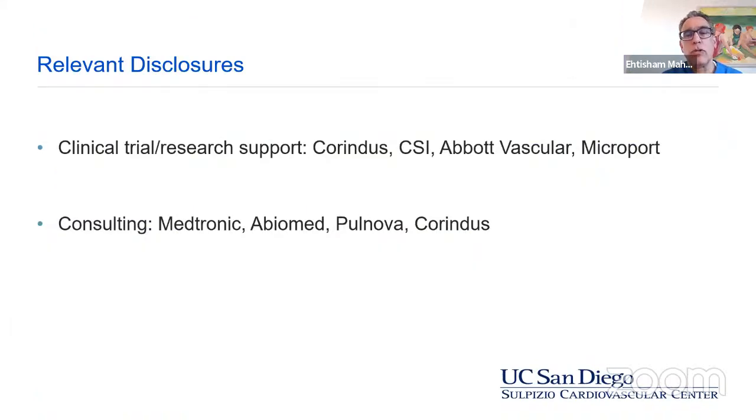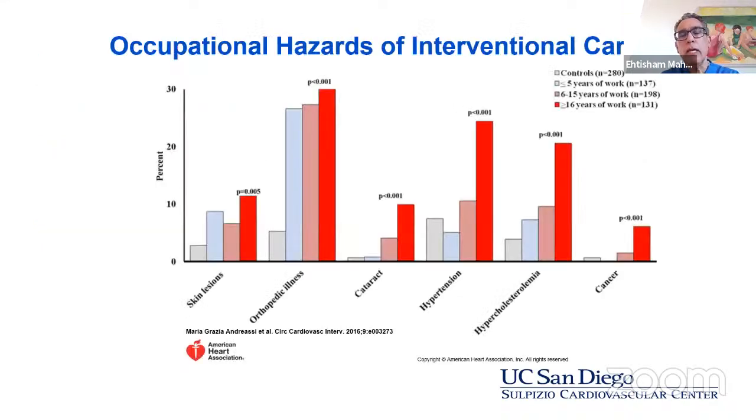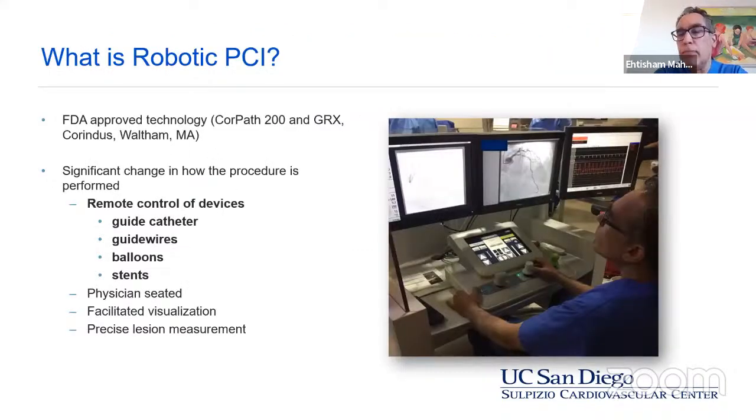My relevant disclosures are that I've consulted for Siemens and Corindus and done the clinical trials for robotic PCI. And the concept originated primarily to address the occupational hazards of interventional cardiology. This is an old slide, but it highlights in blue: if you've been working in the cath lab for more than 15 years, there are substantial healthcare risks to the operators as well as to the staff who work in the cath lab, whether we talk about orthopedic risks or multiple other medical issues. And the whole idea of robotic PCI was, how can we minimize the occupational hazards of our particular profession? So the first generation was what was called CorePath 200 and then the GRX.